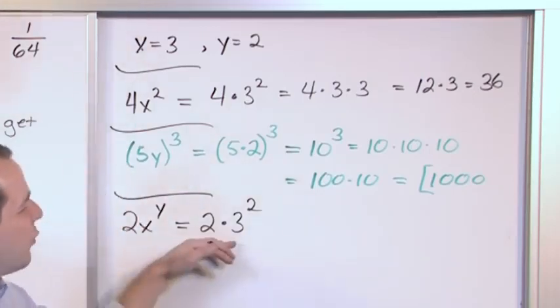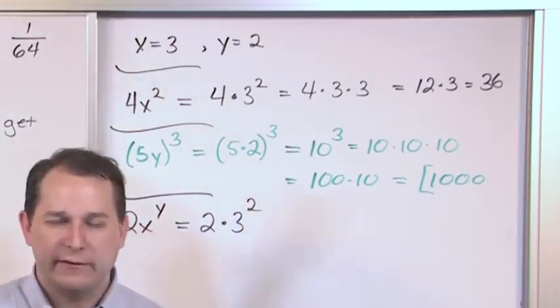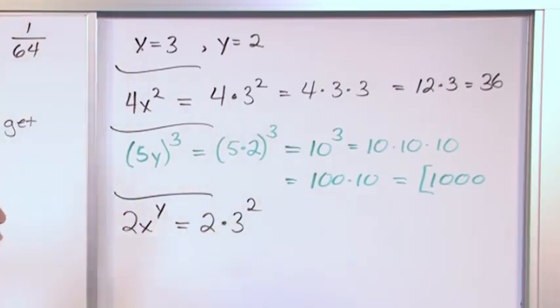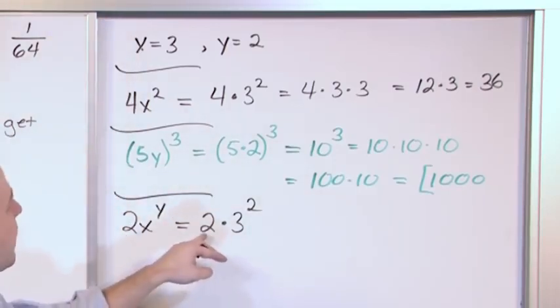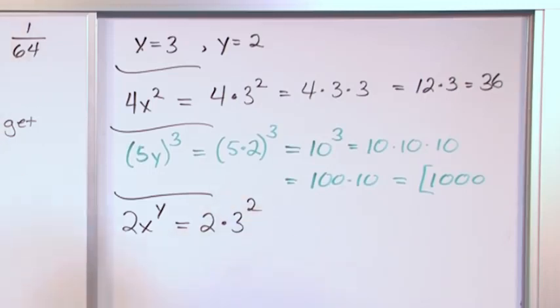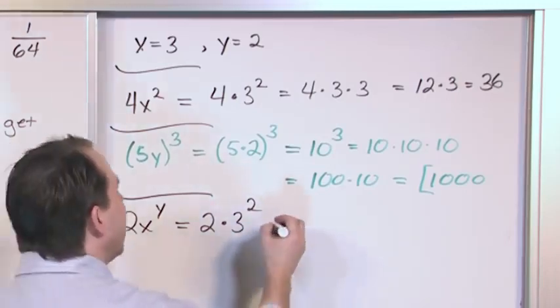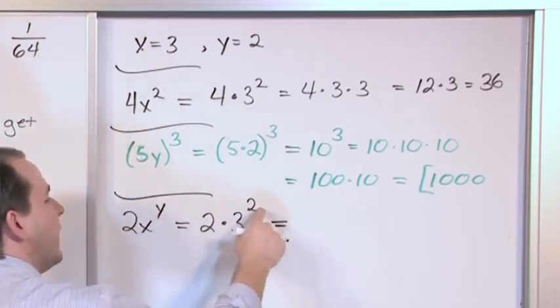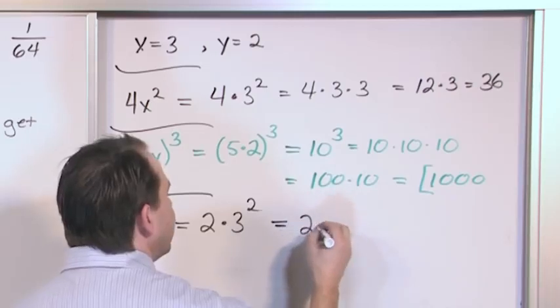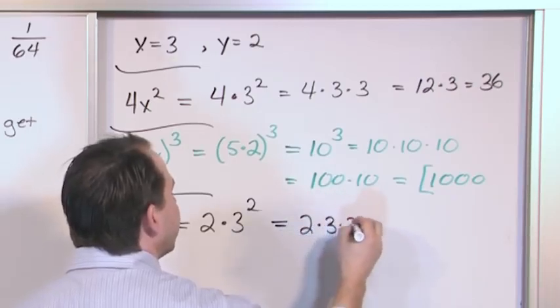In this case, there's no parentheses anywhere, so we don't have to worry about parentheses. The next most important thing to do is the exponents. That's very, very important because when you look at this, you might say, well, maybe I multiply 2 times 3 and I get 6, and then I take 6 and raise it to the power of 2. But that's not right. You have to do the exponent first, which is 3 squared, which is 3 times 3, right? So what we'll have is 2 times 3 times 3.